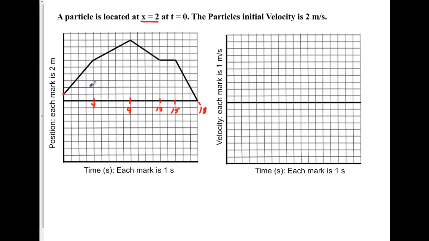Alright, now if you have a position versus time graph and you want to draw the velocity, what you're going to do then is find the slope of your lines if you can. If they're linear, you can do that. So we're going to do that first.